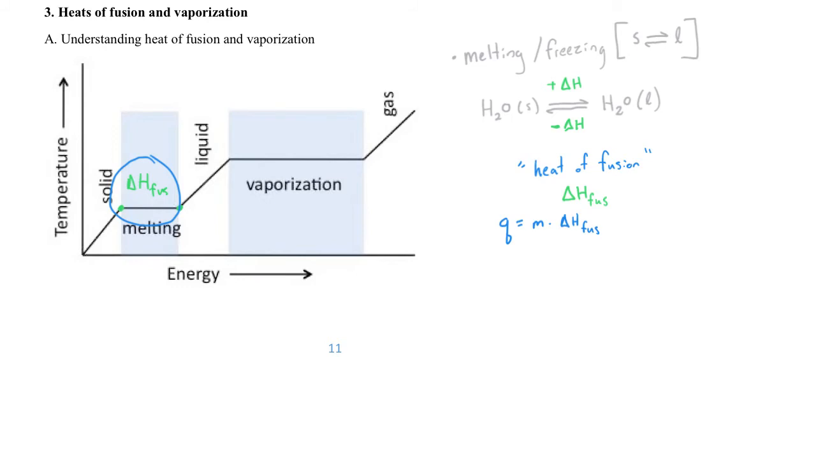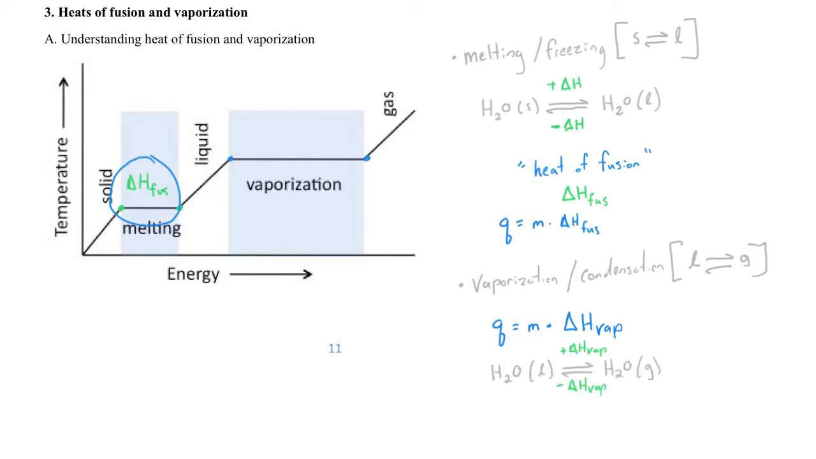Now, what about this region of the graph over here, the vaporization stage, where we're going from the liquid state to the gas state? How do we calculate that energy? Well, it's very similar to what we did for melting and freezing. We find Q by multiplying the mass of the material that's undergoing vaporization or condensation by its heat of vaporization. The heat of vaporization, or delta H vap, is analogous to the heat of fusion that we saw going from the solid state to the liquid state.